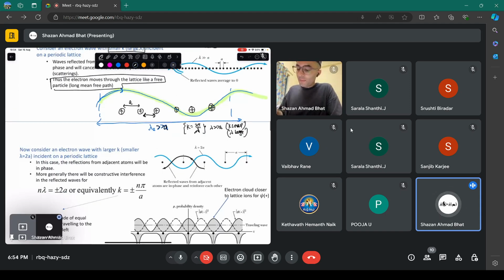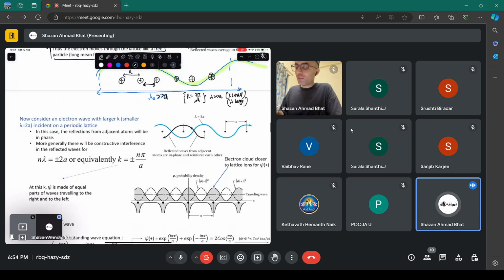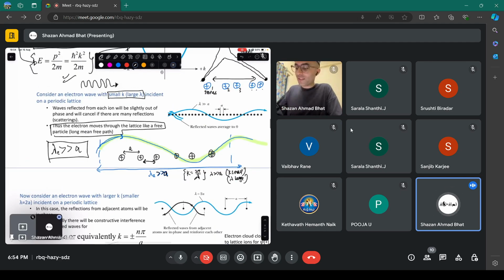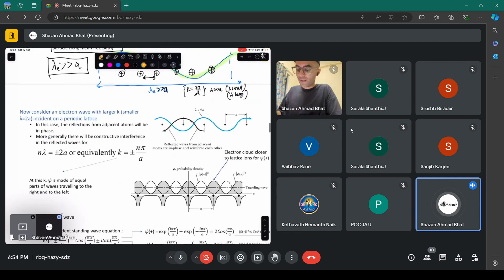Now what happens if the wavelength is comparable to the lattice constant? So this was for the case when the wavelength of the electron is much greater than the lattice constant. It is as if the man is just dodging over the stones, and it does not matter how many stones you place here, because he's placing one foot here, the other foot there. So this is like the wave going through it without any influence.